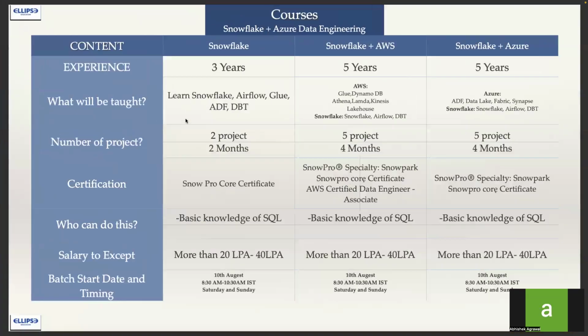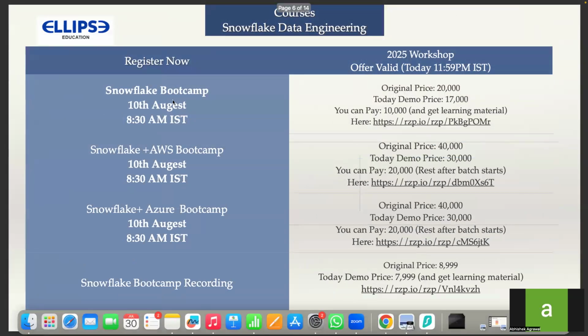Now what we are offering today is the Snowflake data engineering course. The original price is 20,000 rupees, but in today's demo we are giving it for 17,000 rupees. You need to pay 10,000 rupees now, in which we'll give you some learning material so that you can practice till the time the batch starts. This is the payment link for that, and this particular offer is valid till today only.